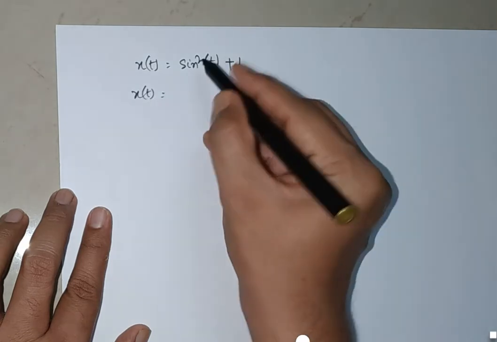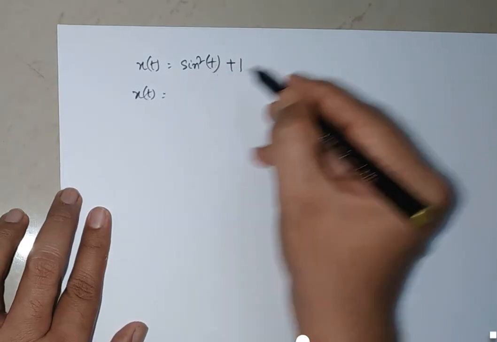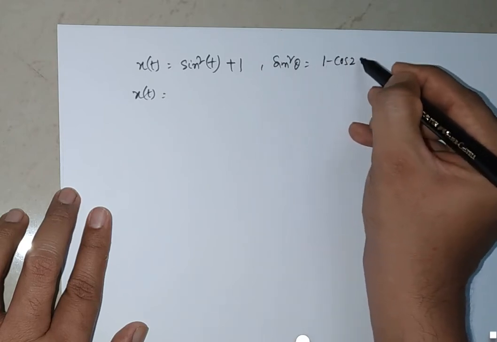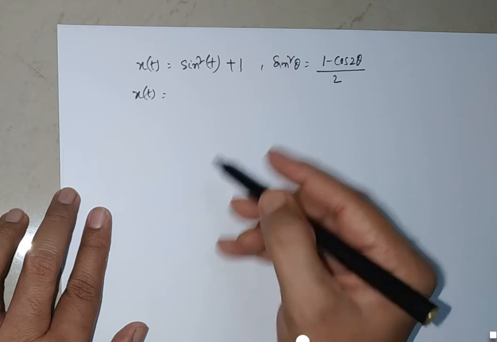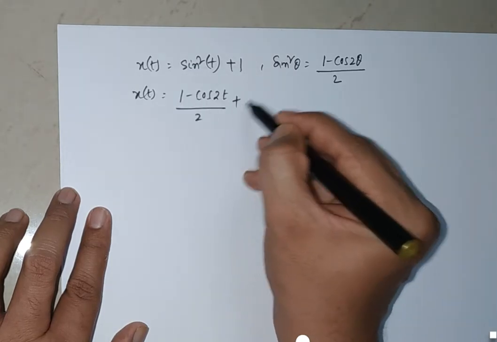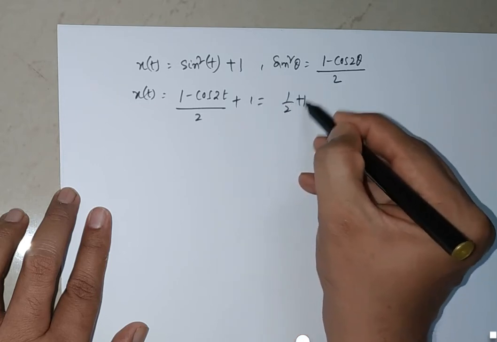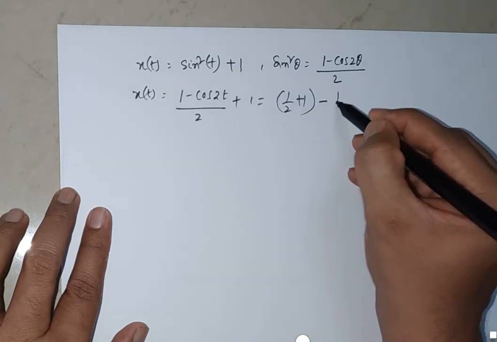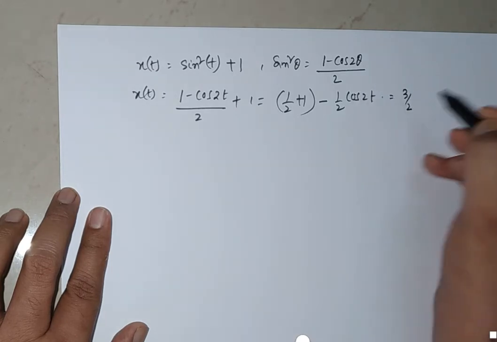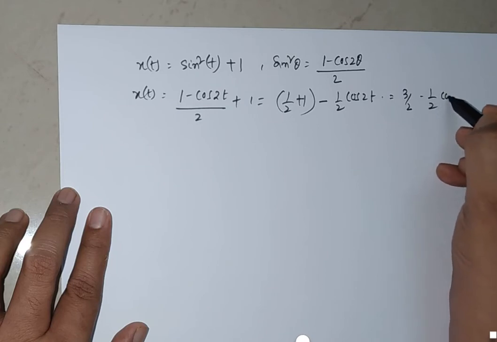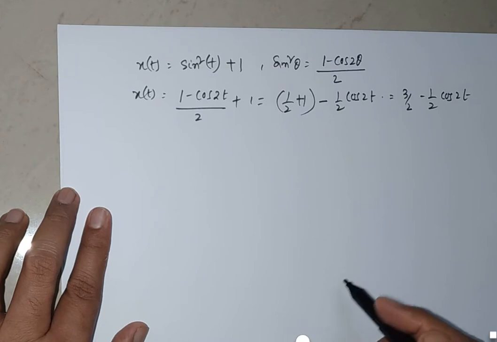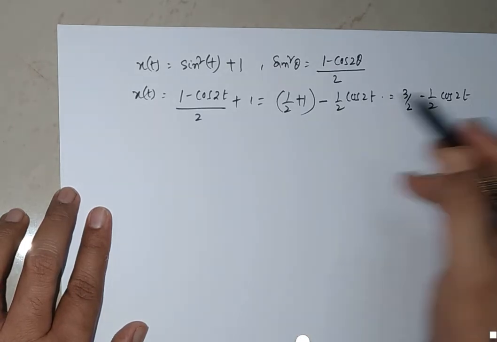Then x of t, sin square t means sin square theta, you people know, sin square theta equals 1 minus cos 2 theta by 2. Then it is 1 minus cos 2t by 2 plus 1, that is 1 by 2 plus 1 minus 1 by 2 cos 2t. This is your 3 by 2 minus 1 by 2 cos 2t. Clear? Now simple, do the plot.